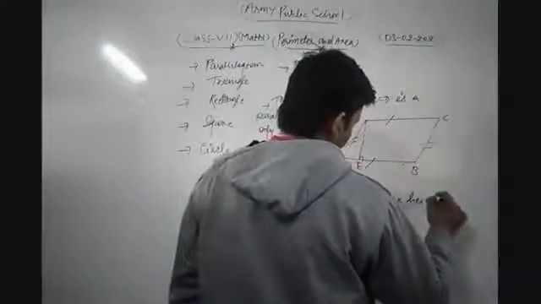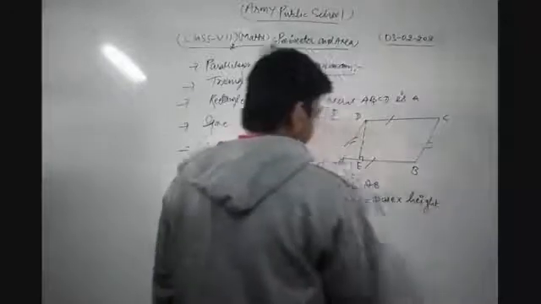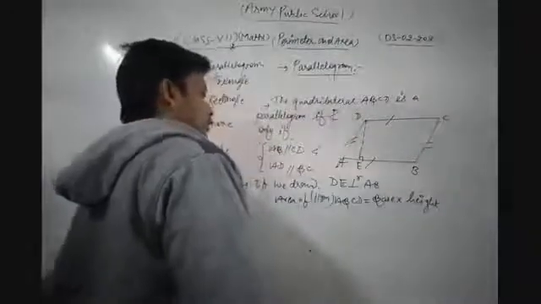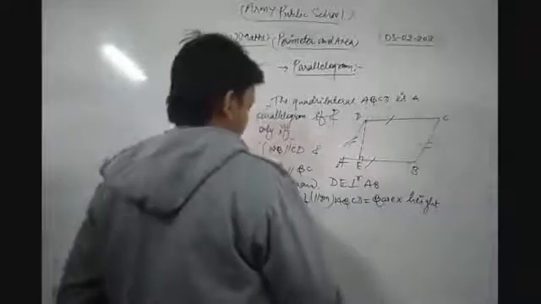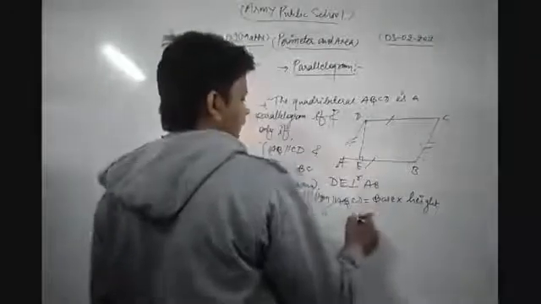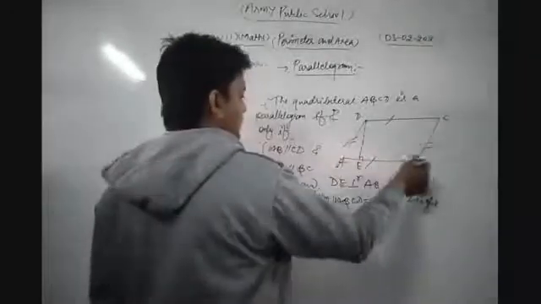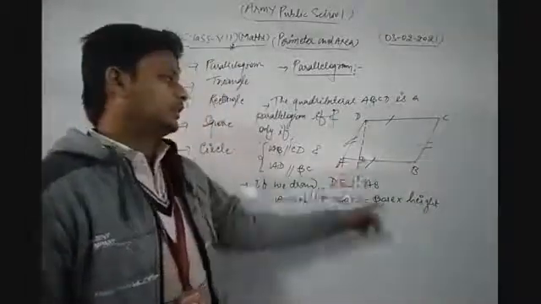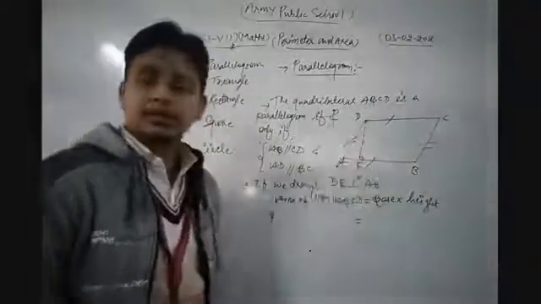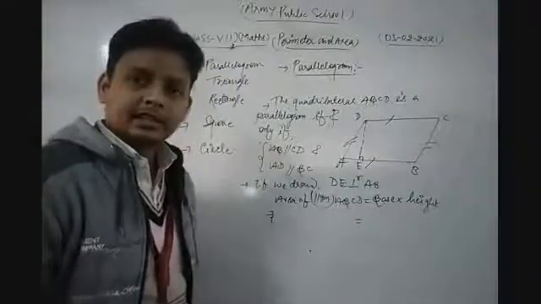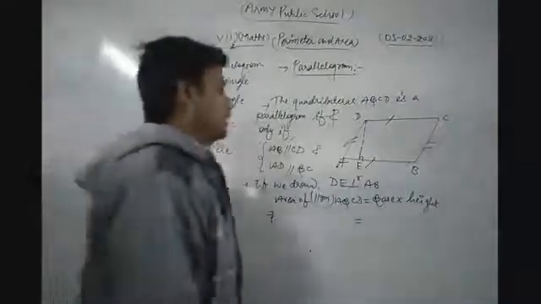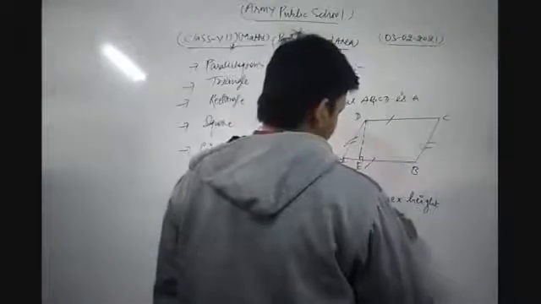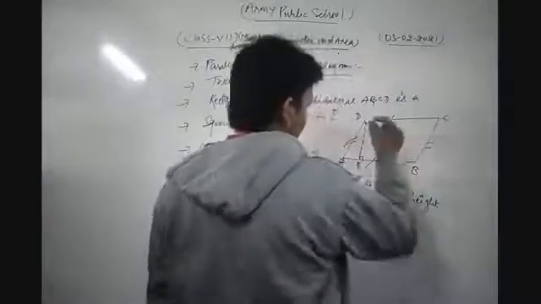Base into height, and this is the formula for the area of a parallelogram. That is for that figure here. If we take base AB, then we take its corresponding altitude as DE. So here we write base as AB and height as DE.